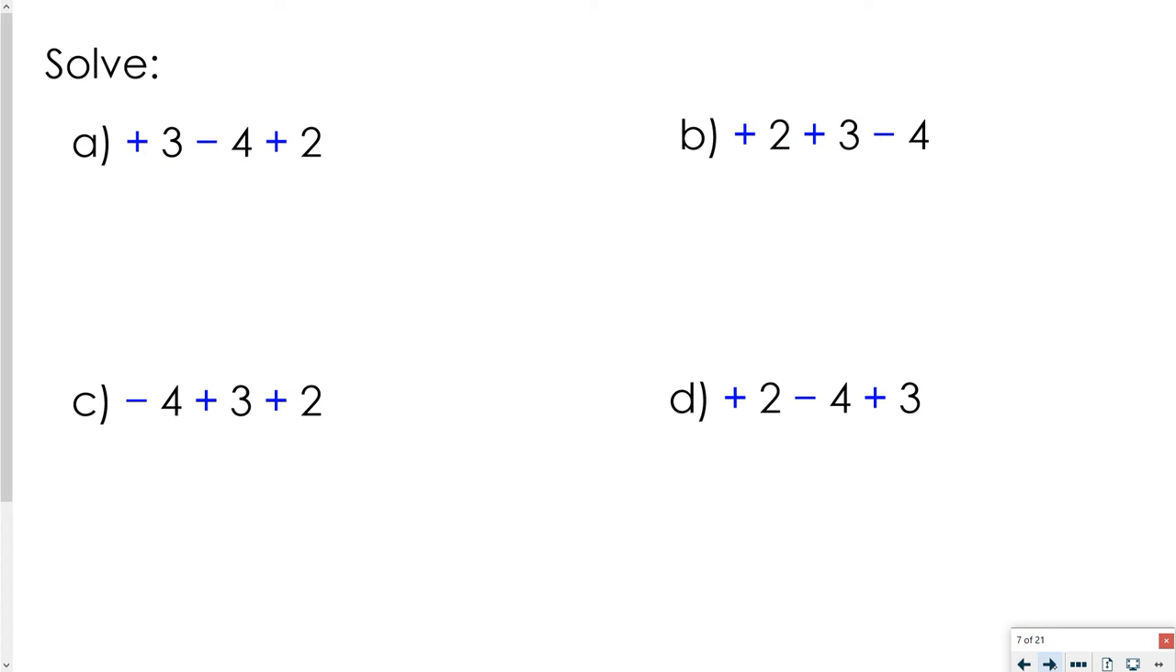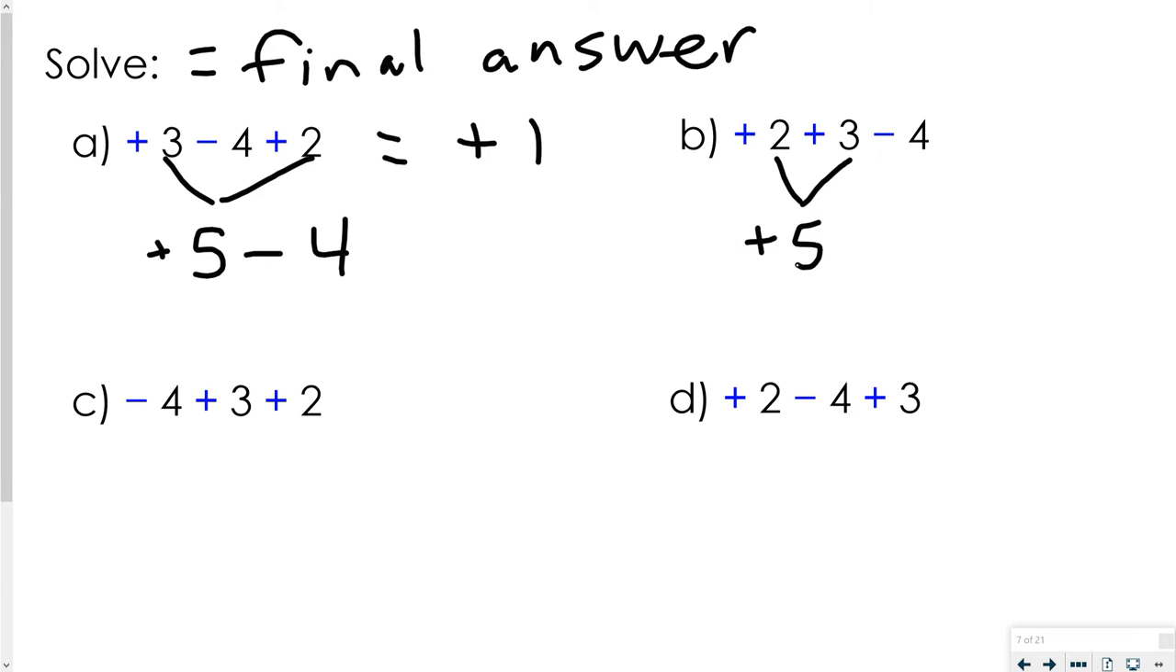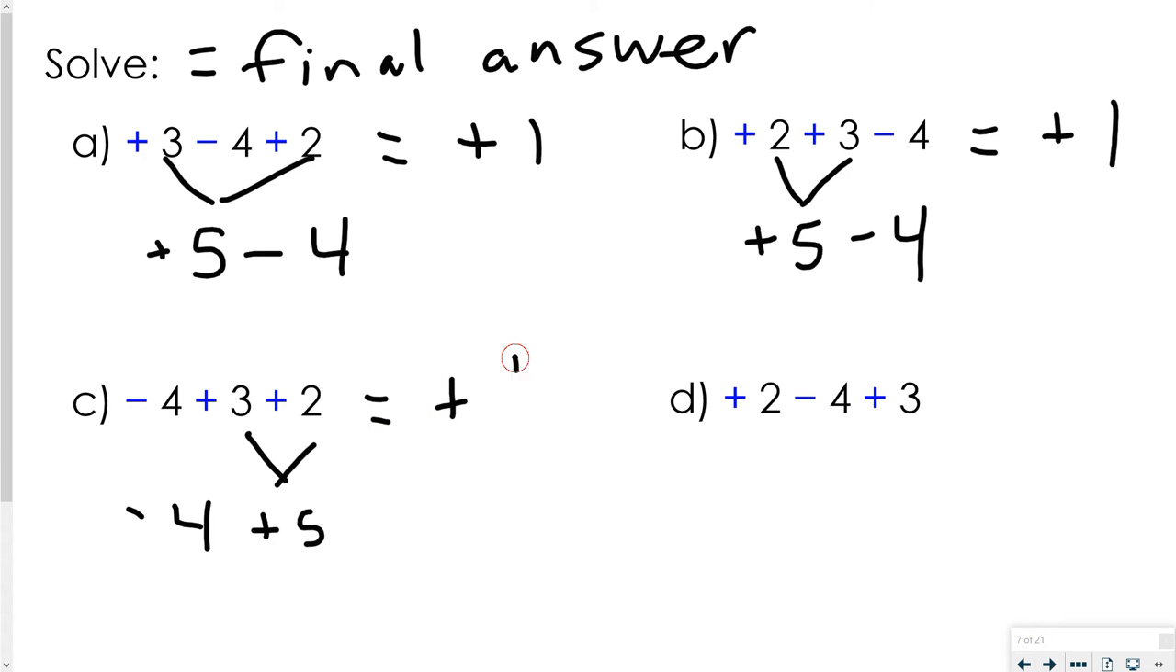So same thing here. Solve just means what's the final answer? Okay, so we're doing the exact same thing. So I have 2 gains, which would add up to give me a gain of 5 and a loss of 4. So overall, my gain is bigger, and it's bigger by 1. Okay. Here, I have a gain of 5 and a loss of 4. Gain's bigger by 1. Gain of 5, loss of 4. Gain is bigger by 1.